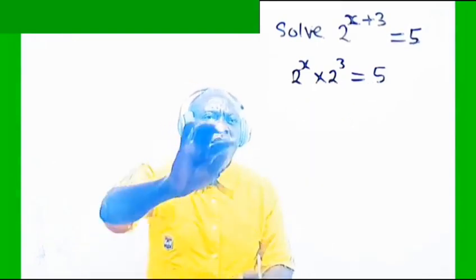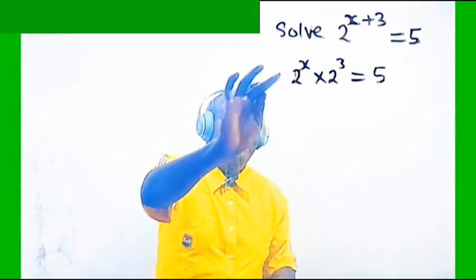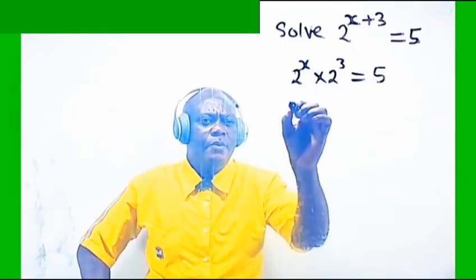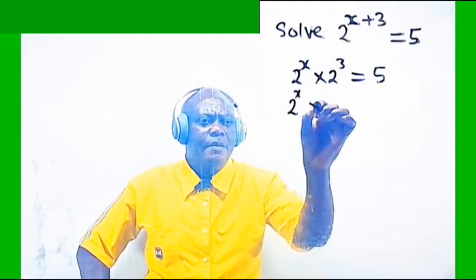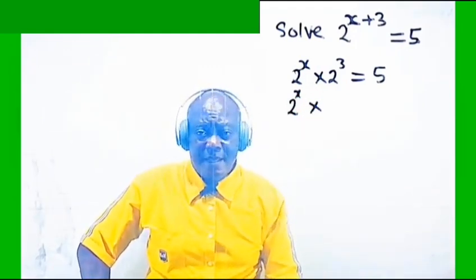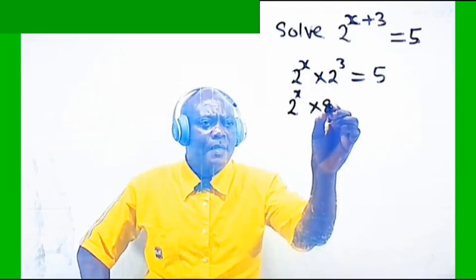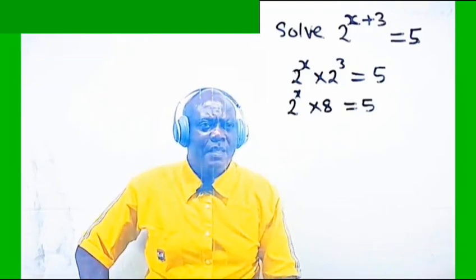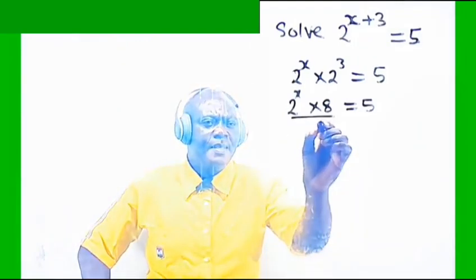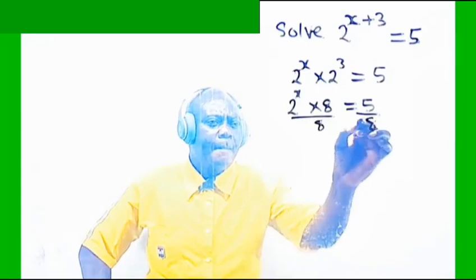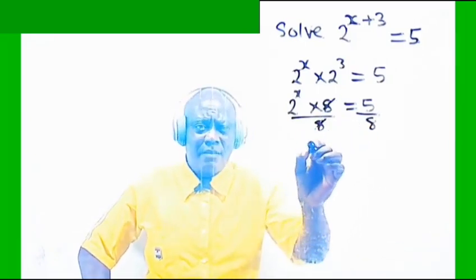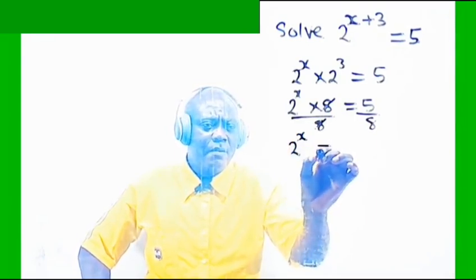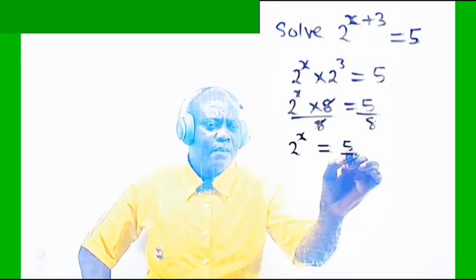In fact, this is how the equation was before you just changed it to this. So it will also be 2 to the power x multiplied by 2 to the power 3, which is 8, equals 5. So to get this, divide both sides by 8. So this cancels out. What you have here will be 2 to the power x equals 5 over 8.